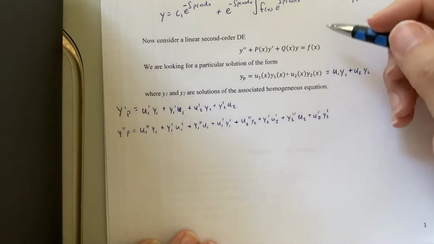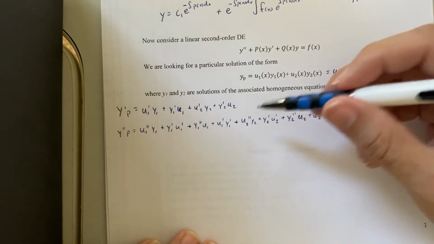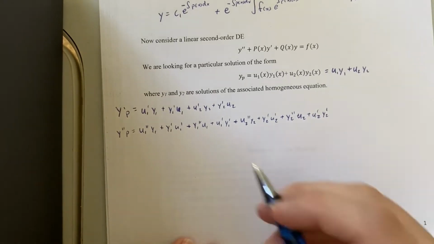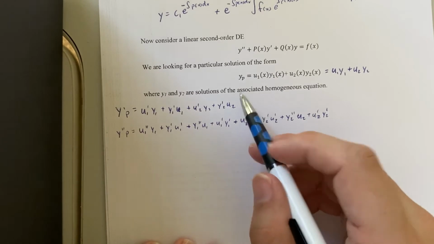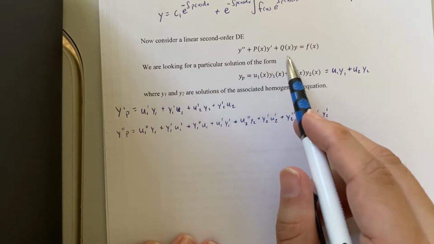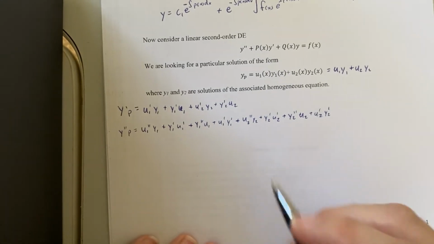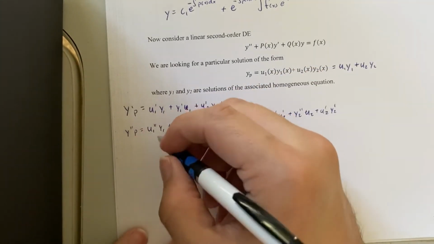All right, I just want to check to make sure I didn't make a mistake. Doesn't look like I did, so let's continue. Let's plug these into our differential equation, y double prime plus p of x y prime plus q of x y equals f of x. I'm going to substitute this in first. So this is going to be fun.